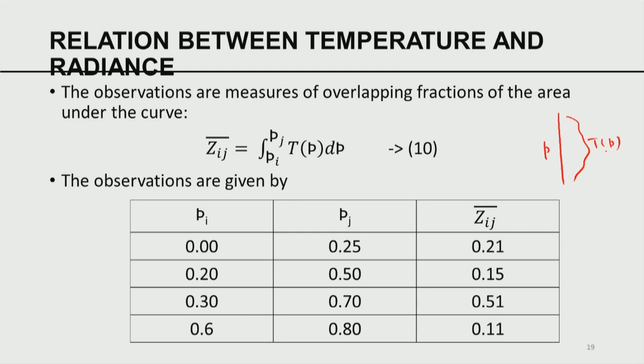So I have pressure levels. If I am going from P_i to P_j and integrate, I am going to get an observation which is Z bar_ij. This is the observation, this is the unknown. The observation and the unknown are related by the integral, and T(P) is a nonlinear function of the unknown parameters x1, x2, x3. If I substitute for T(P) from the previous expression, I can relate the parameters to the observations. The pressure levels are 0 to 0.25, 0.2 to 0.5, 0.3 to 0.7, and 0.6 to 0.8.